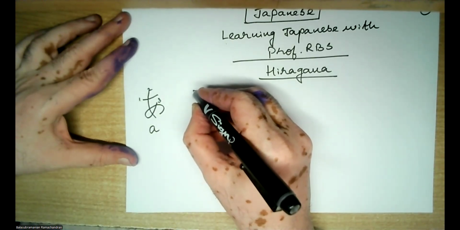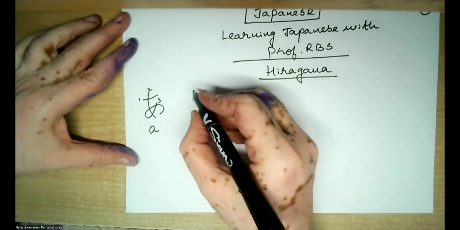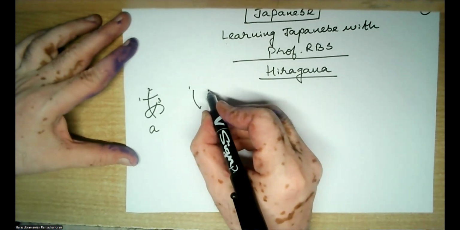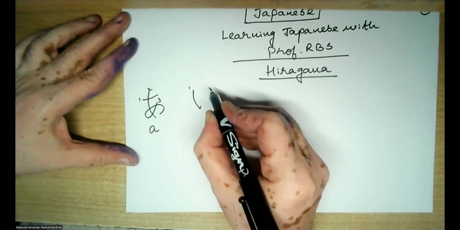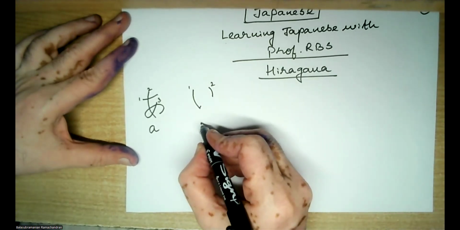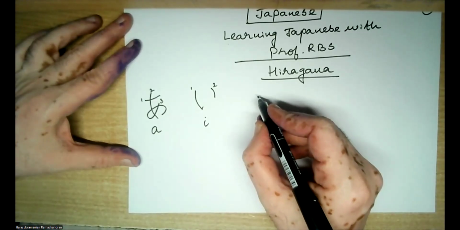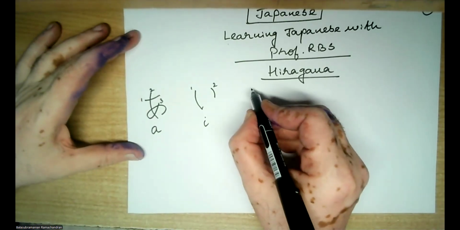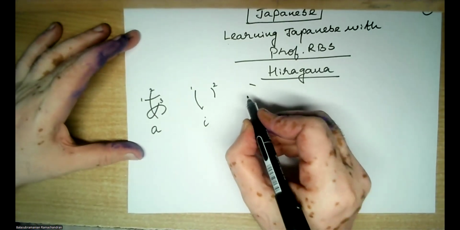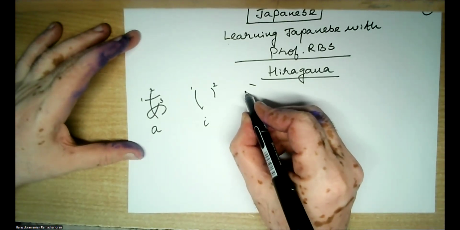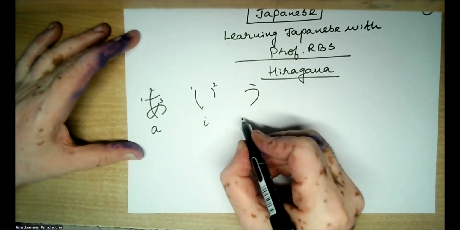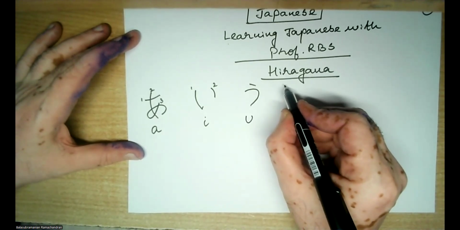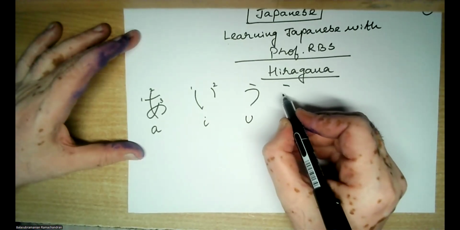So we have stroke 1. By 1, I mean the first stroke. And then we have the second stroke here, 2. This is I. Let's go on to the third letter. The third letter, the first stroke is this. The second is this. That's U.